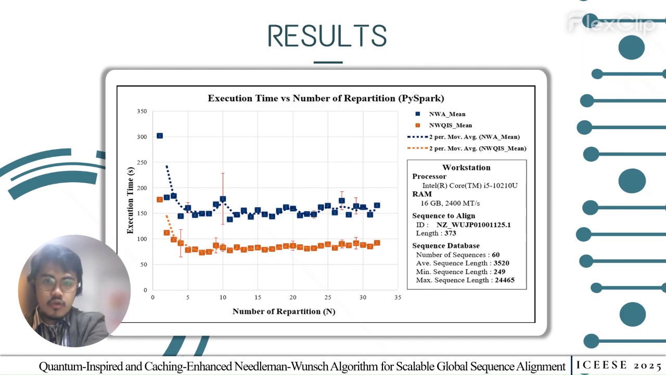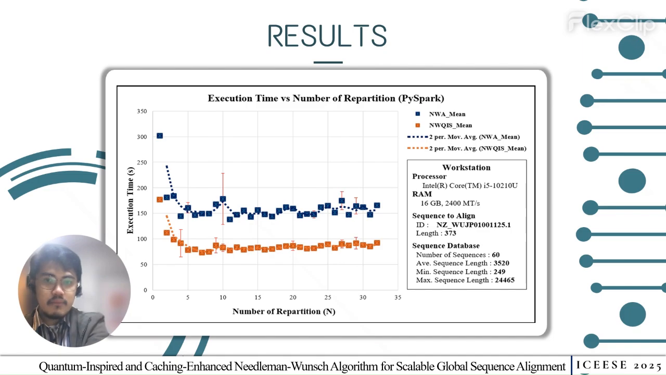The results show that both algorithms experience significant reductions in execution time as the number of partitions increases from 1 to 4, reflecting improved parallelism. Beyond 4 partitions, the benefits diminish. This indicates that further repartitioning yields only marginal gains. Throughout the test, NWQIS consistently outperformed the NWA, achieving lower execution times across all repartition values. Additionally, the two-period moving average curves reveal that NWQIS maintains a smoother and more efficient execution profile compared to NWA.